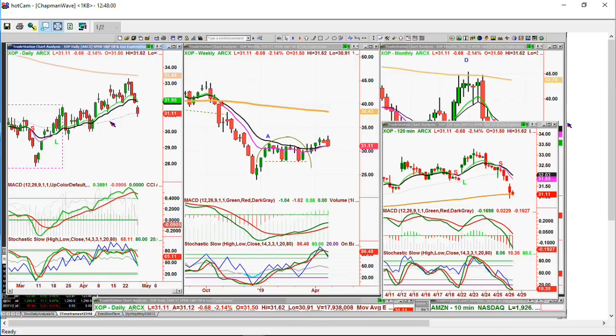It's taken out that left side low of importance. So the next one will be the gap of 30.86 to 30.78. That's the next support level. And then you've got the lows that were made at 29.99. That's going to be really important.